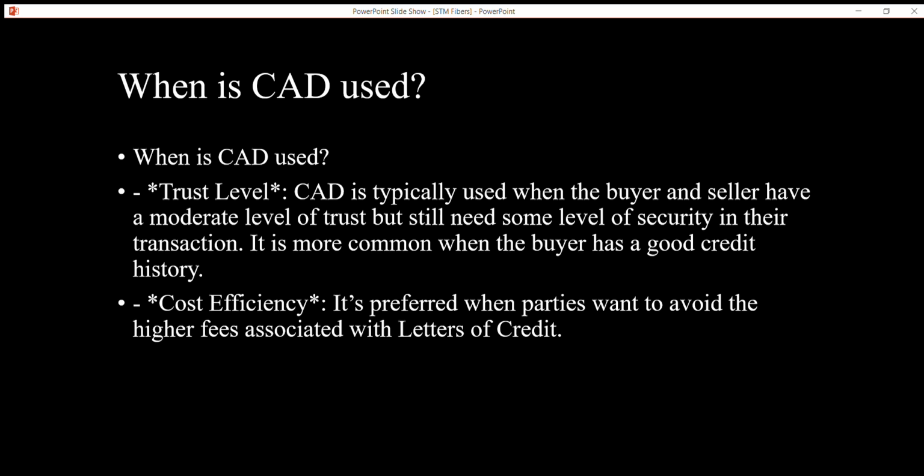And the second is cost efficiency. It is preferred when parties want to avoid the higher fees associated with a letter of credit. As we discussed in the previous slide, a letter of credit is more secure, but it is slightly costly as compared to CAD.